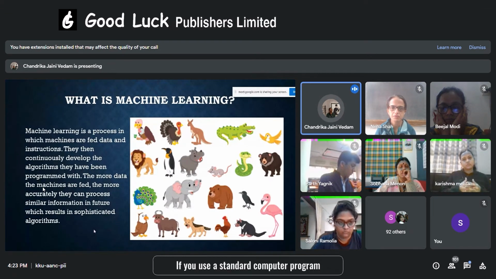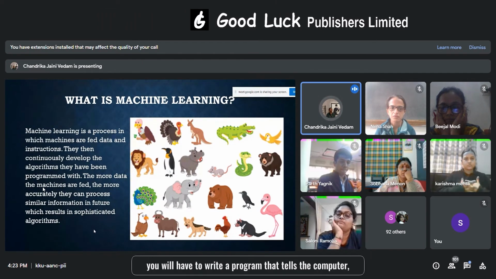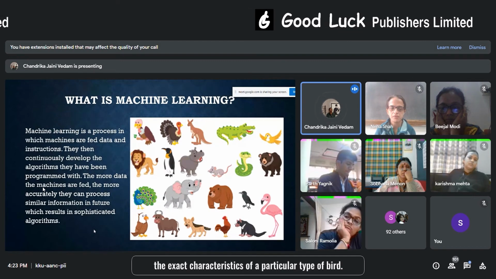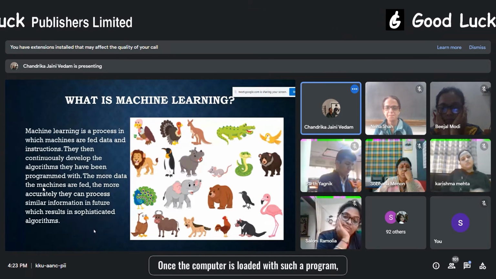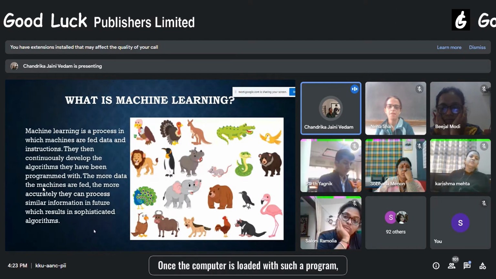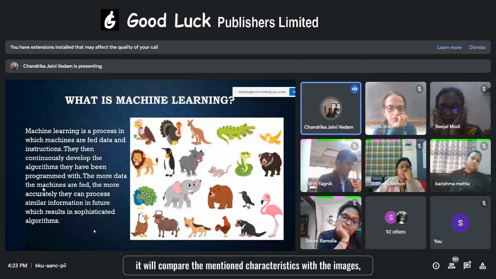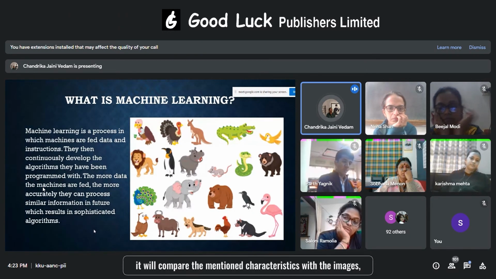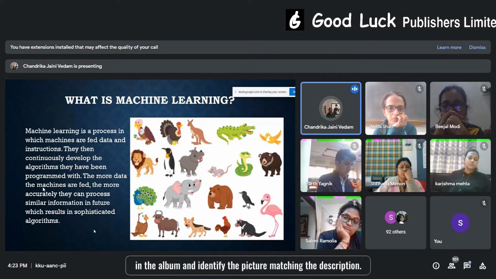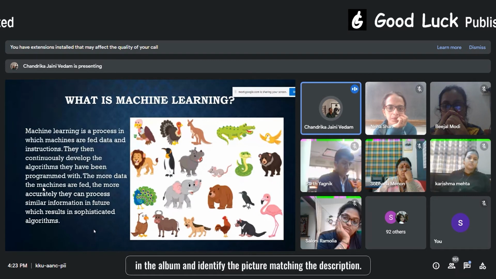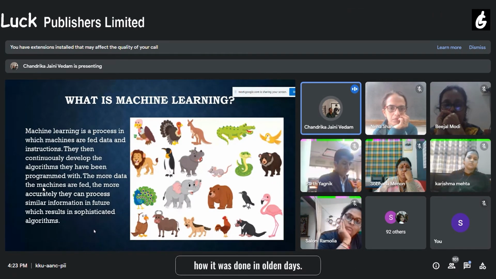If you use a standard computer program, you will have to write a program that tells the computer the exact characteristics of a particular type of bird. Once the computer is loaded with such a program, it will analyze each and every picture. It will compare the mentioned characteristics with each and every image in the album, and identify the picture matching the description. So this is the conventional way of writing a program, how it was done in olden days.